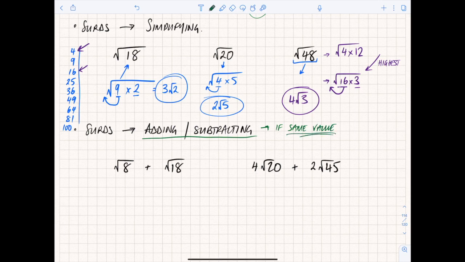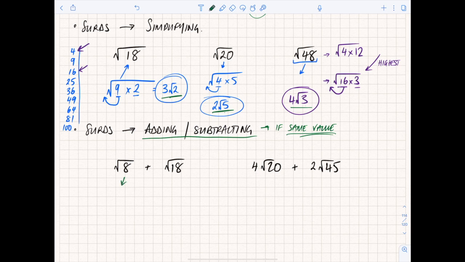So for example, here where I've got 3 root 2, 2 root 5 and 4 root 3, none of those could be added together because the surd is root 3, the surd is root 5, the surd is root 2. So you need to make the surds the same. It's a bit like algebra. You can only add them together if it's an x and an x and a y and a y.